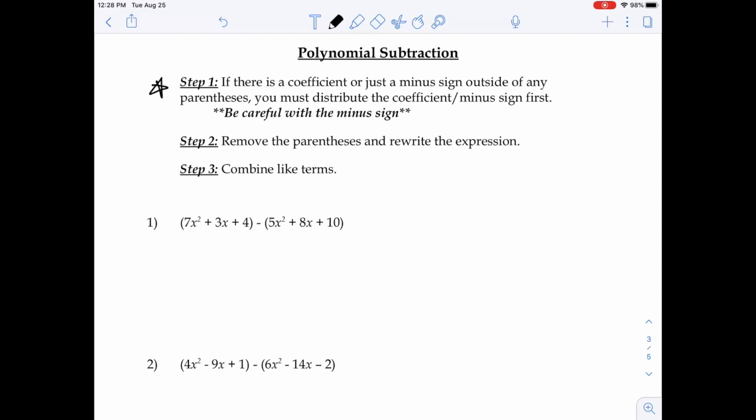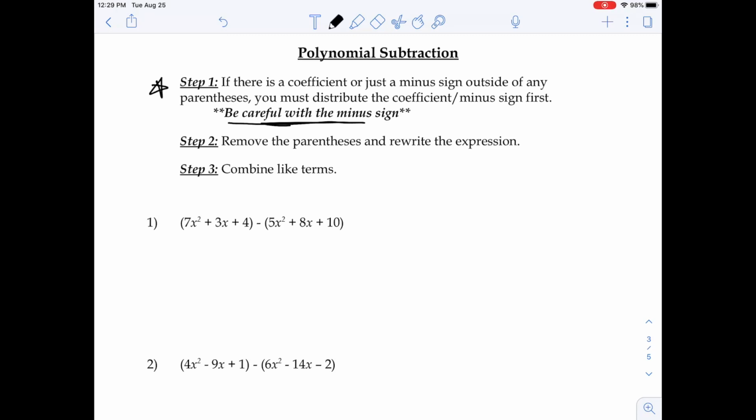coefficient, you're going to need to distribute that minus sign. And here I'm saying you need to be careful with the minus sign because you need to distribute that, which basically means that you're going to change the signs. So we'll see that with example 1. And then steps 2 and 3 are the same. You want to remove the parentheses and rewrite the expression. And then step 3, you want to combine the like terms.